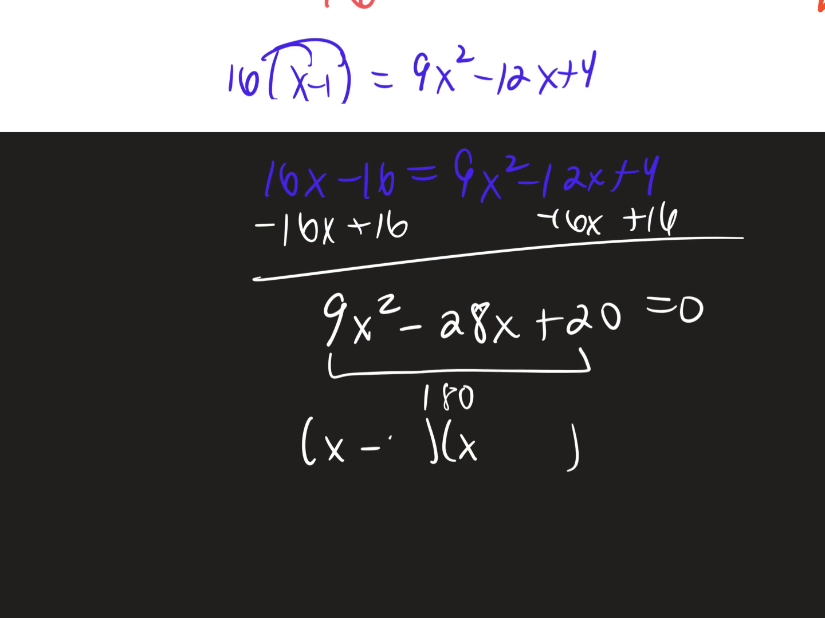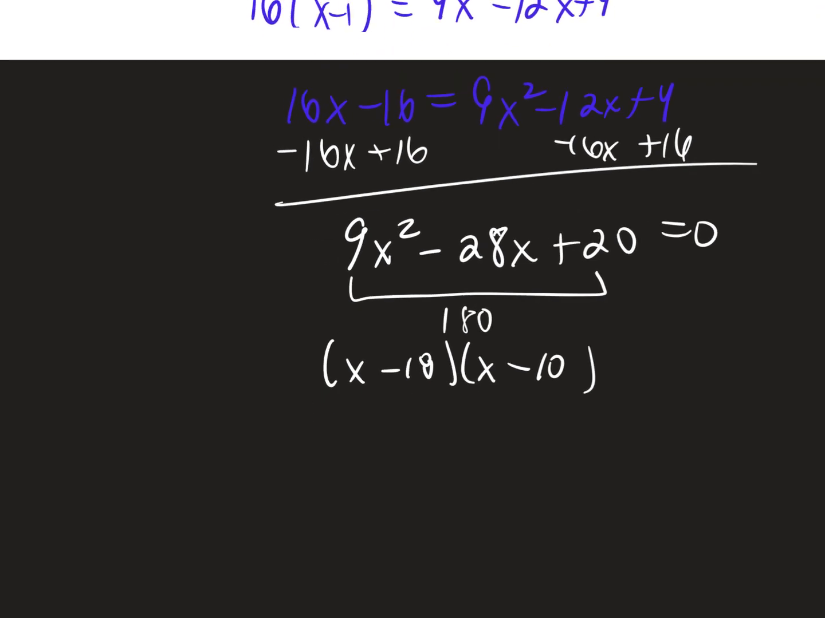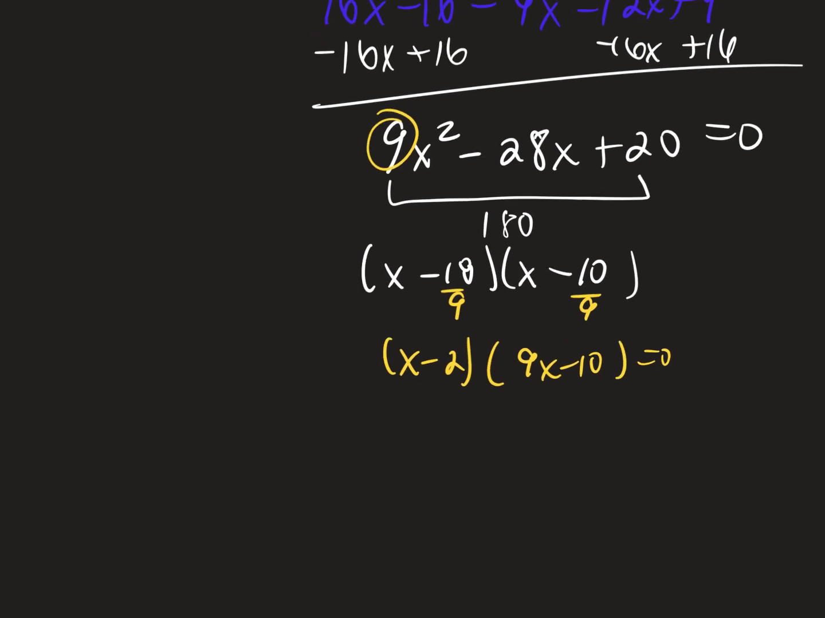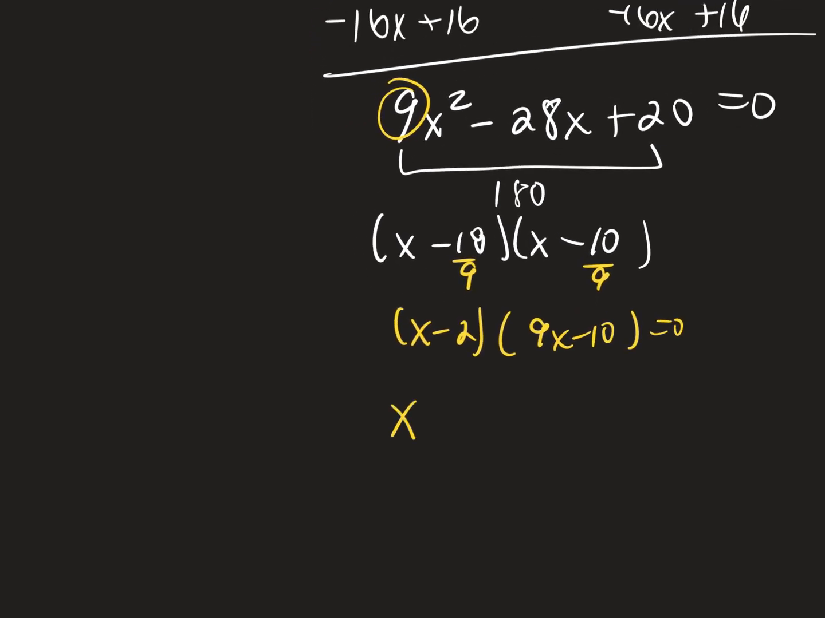It's going to be negative 18 and negative 10. Negative 10 times negative 18 is a positive 180. Negative 18 and a negative 10 when I add is a negative 28. Remember, guys, your a term is not 1, so you're going to divide both by your a term. So you're left with x minus 2 and 9x minus 10 equals 0. Solve. I have x equals 2, and I have x equals 10 ninths.